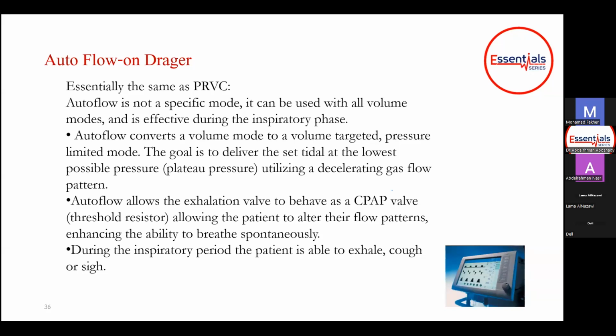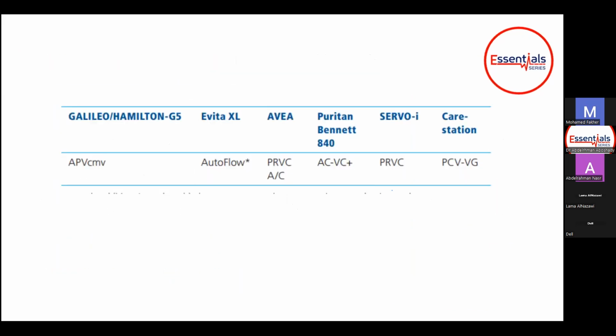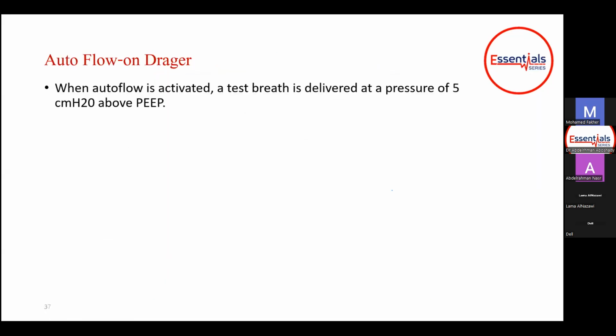But PRVC is a specific mode, which is only CMV. It gives only assisted or controlled breaths. So there is no big difference actually. They do the same function, but PRVC is a specific mode like we see here in the Maquet Servo-i ventilator, while the auto flow is just a feature. You can set it on the Dräger ventilator when you are dealing with the regular ACV mode or the SIMV volume control mode.